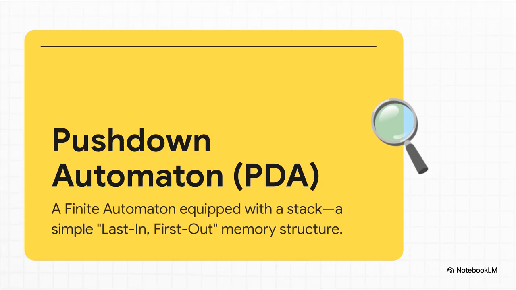And so, I want you to meet the push-down automaton, or PDA. It's basically our old friend, the finite automaton, but now it has a superpower, a stack. Now, a stack is just like a pile of plates at a buffet. You can only add a new plate to the top, and you can only take a plate from the top. This last-in, first-out system is exactly the kind of memory we've been looking for.